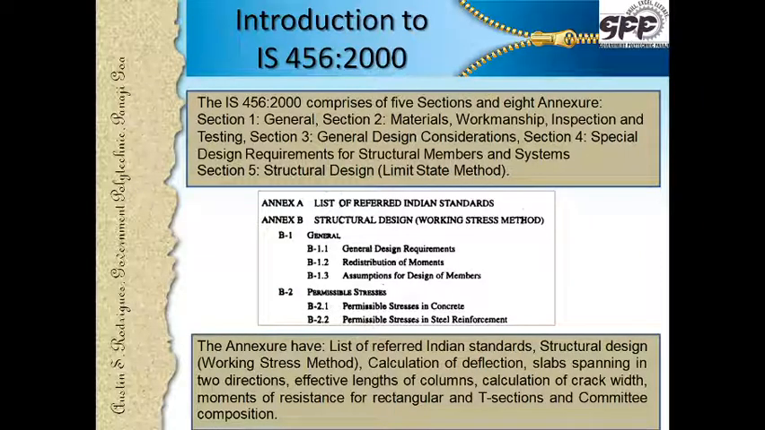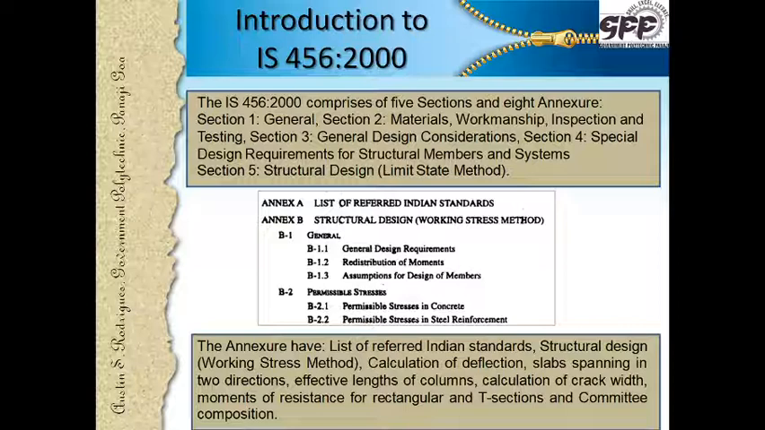The Indian Standard Code IS 456-2000 comprises a total of 5 sections and 8 annexures. Section 1 deals with general matters. It is the smallest section, just 1 or 2 pages. It has only the symbols used in the code, the various references it makes to different codes, the terminology used, and other things. So the general section deals only with that.